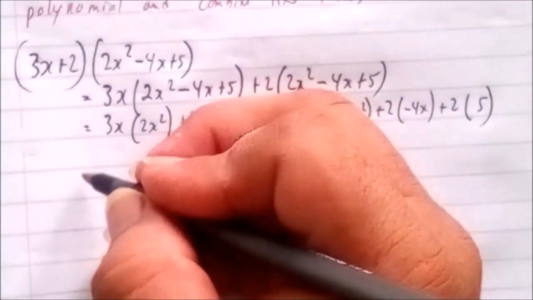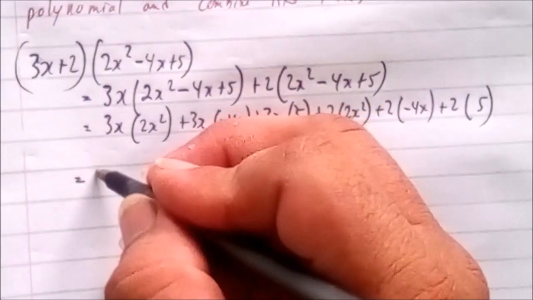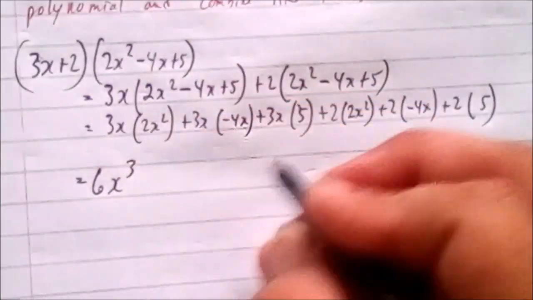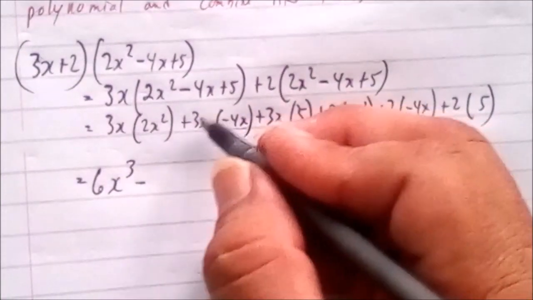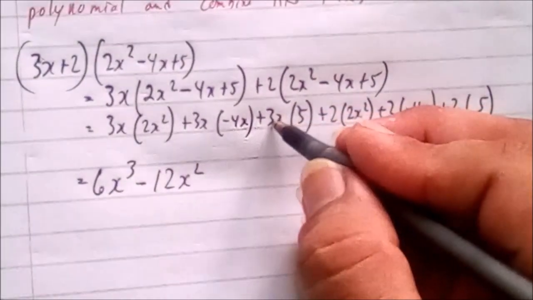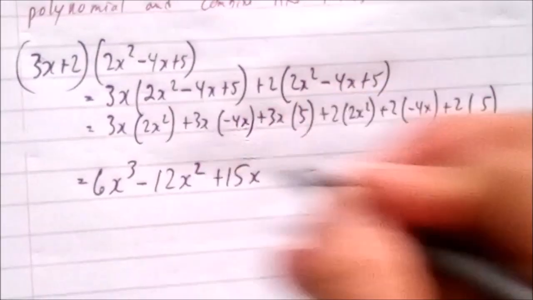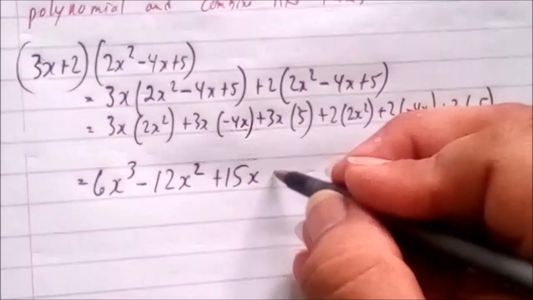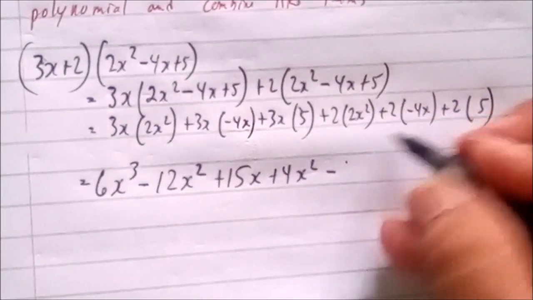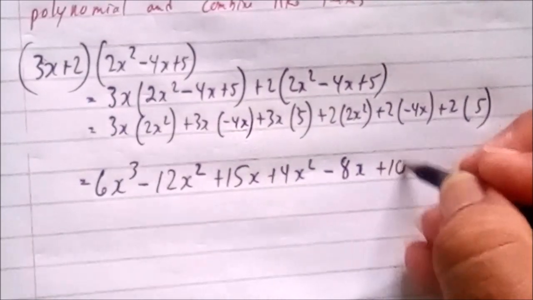Alright, so we continue again. Let me skip a step there so it doesn't jumble up. 3 times 2 will give me 6x cubed because 1 plus 2. And then here gives me 3x times negative 4x, negative 12x squared. 3x times 5 will give me 15x, right? And 2 times 2x squared will give me 4x squared, minus, 2 times negative 4, negative 8x. 2 times 5 will give me 10.